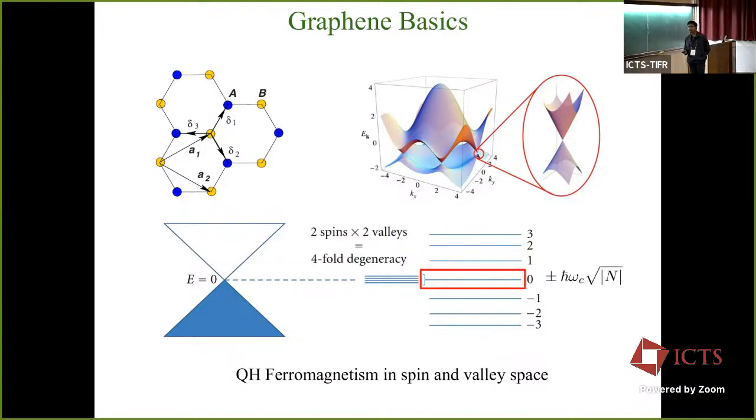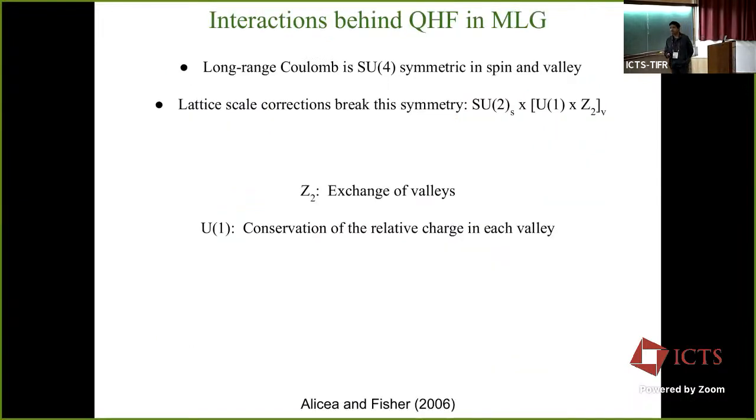So what are these interactions that govern the quantum Hall ferromagnetism? The long-range Coulomb interaction is the largest scale of the problem, but it is SU(4) symmetric. So it does not decide what is the ground state. Instead, it is decided by the lattice scale corrections, which reduce the symmetry to the actual symmetry of the problem. It's an SU(2) in the spin space and a U(1) cross Z2 in the valley space. So what is the Z2? This is just a permutation symmetry between the two valleys.